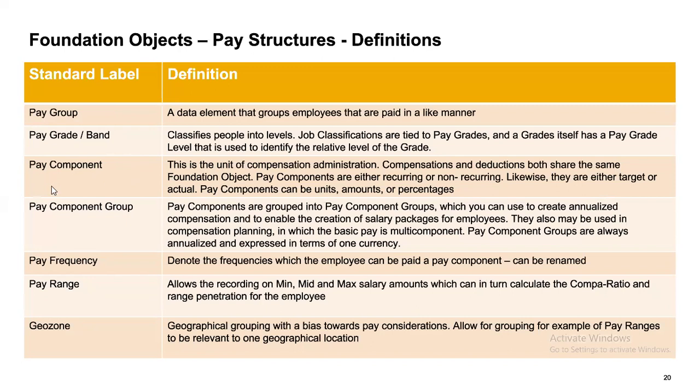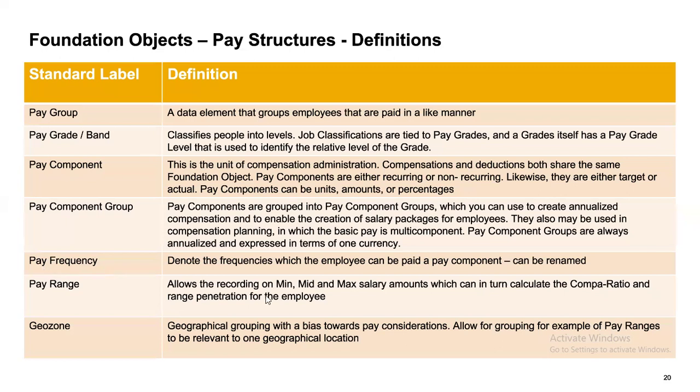We have the pay components. One is non-recurring, which I already told you, that is a bonus. One is recurring, in which you get this pay component every month. Pay component group: we club all the pay components under a pay component group as per the demand of the company. Pay frequency means once a month, twice a month, how we have to give the pay, we have to define that.